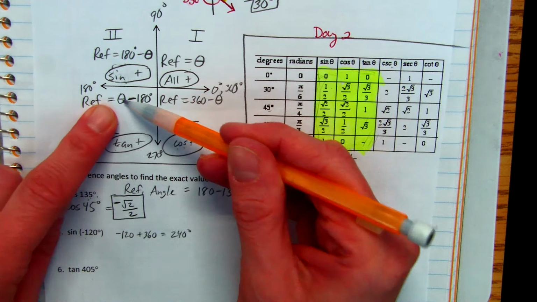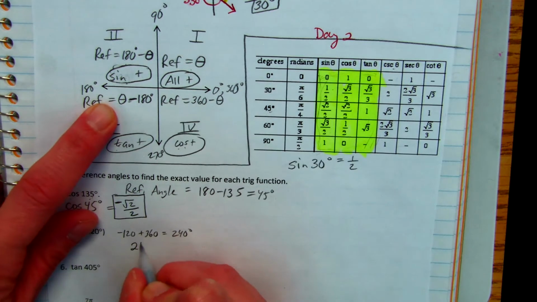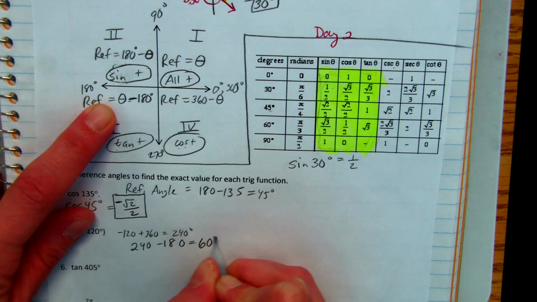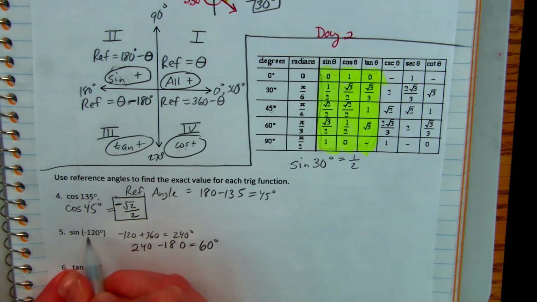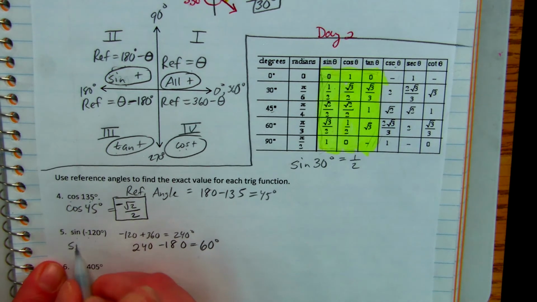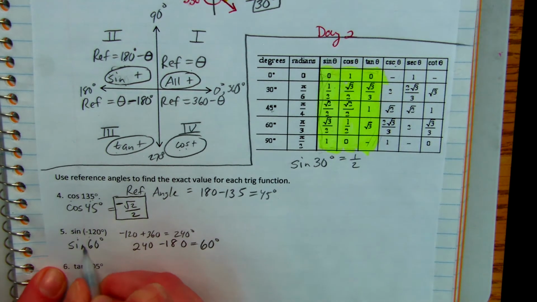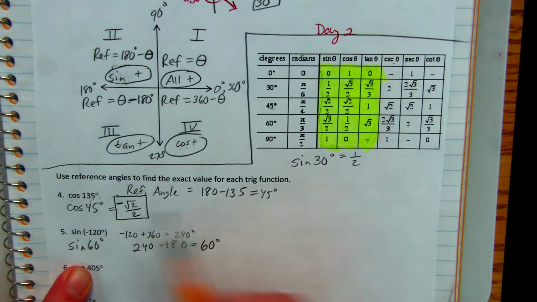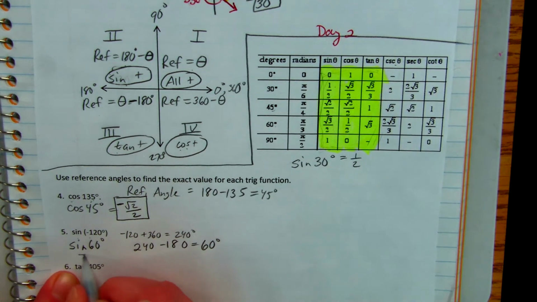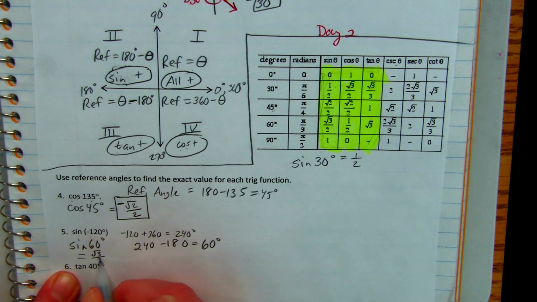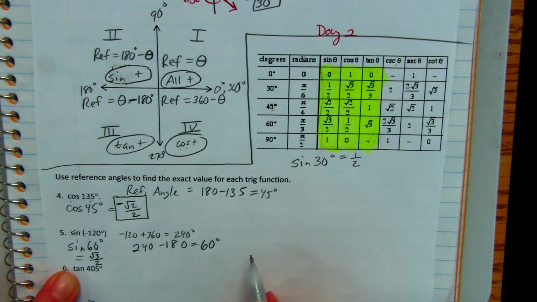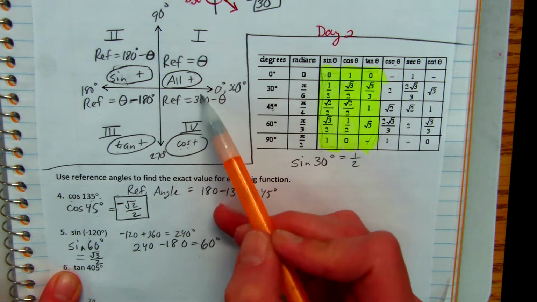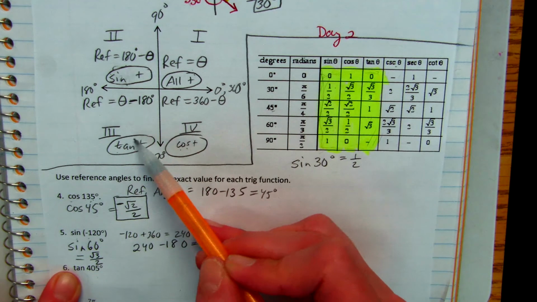So we're going to take that angle and subtract 180. So 240 minus 180 is 60 degrees. So now I'm going to change sine of negative 120 to sine 60, so we can look that up. So here's 60 degrees. In the sine column, it says it is square root of 3 over 2. But remember, it wasn't actually 60. 60 would be in the first quadrant. This actually started off as negative 120 over here in the third quadrant.